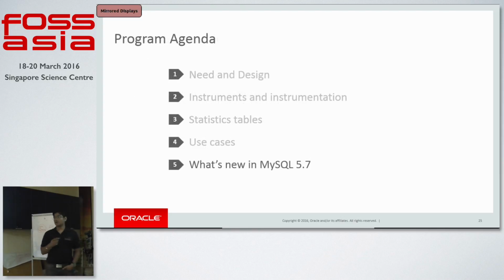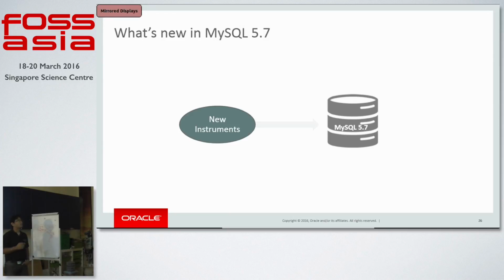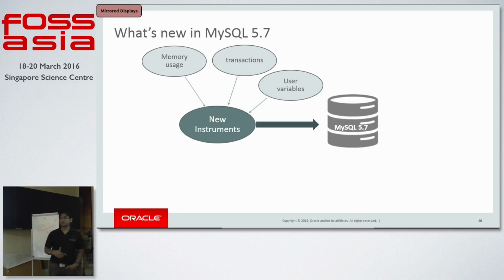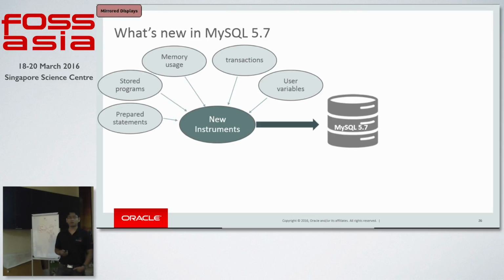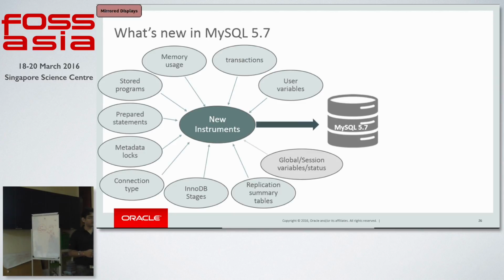Now let me give you a glimpse of what is new in MySQL 5.7 that we released last year in October. In MySQL 5.7 we introduced a lot of new instruments in performance schema. Now we have instruments for user variables which you set over the command prompt. We have instrumentation for transactions, memory usage, stored programs, prepared statements, metadata locks, types of connection instruments, the stages of InnoDB storage engine, replication summary tables, which was from show slave status before. We can get it now from performance schema. Global and session variables and status. So all these new instruments we introduced in MySQL 5.7.